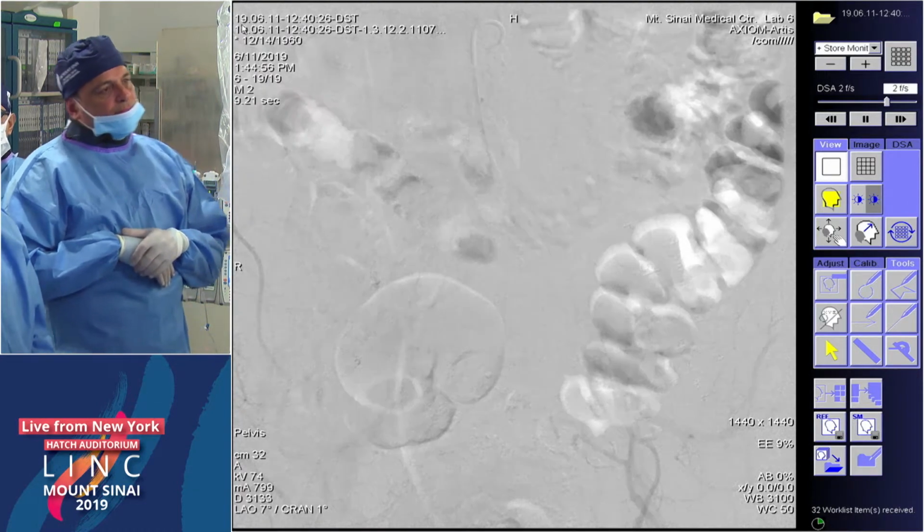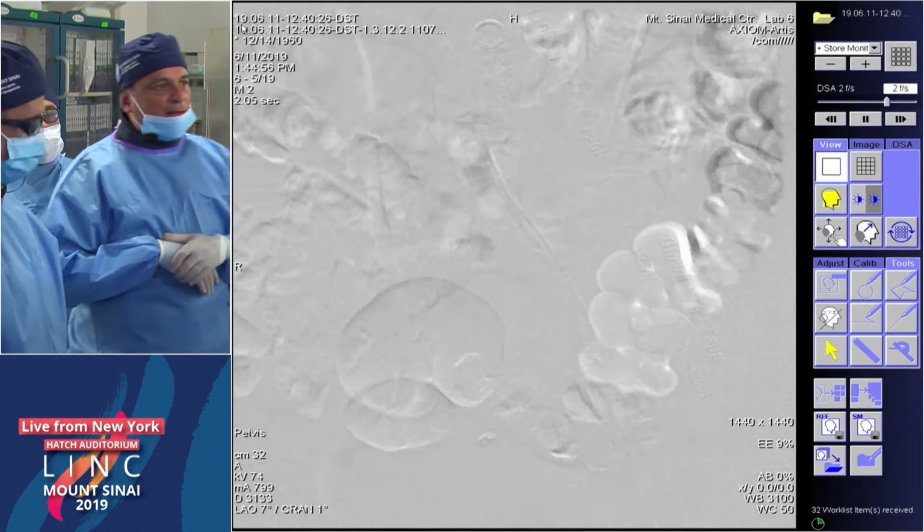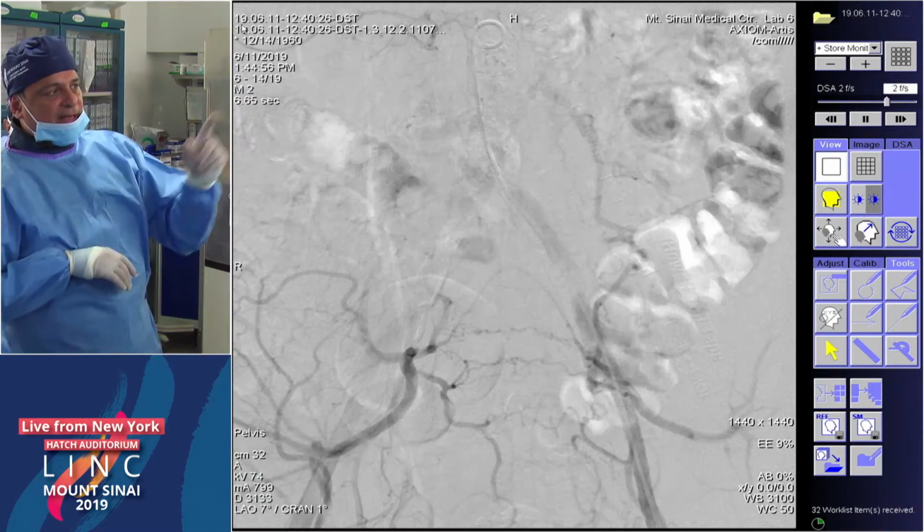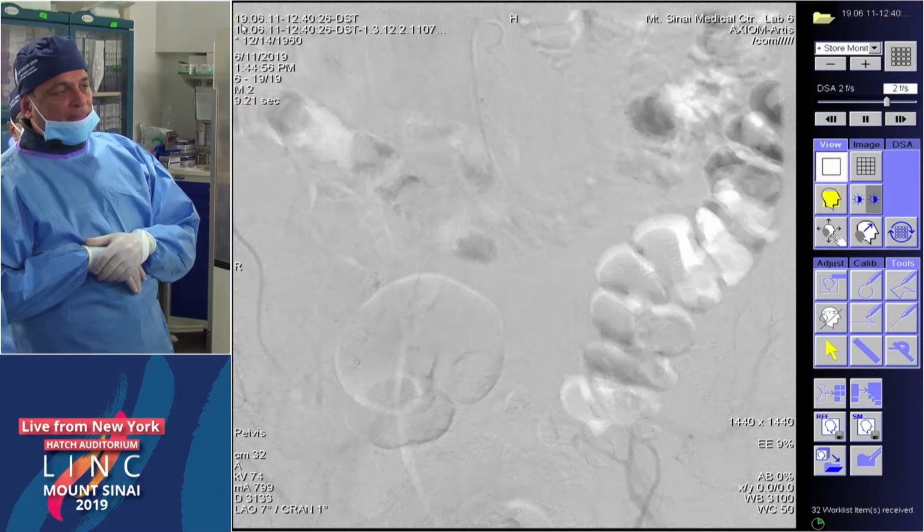Have you done an LAO looking at the right hypogastric also? We have, Jim, and we had a problem. We will show it to you in a second. It's above the right, above the bifurcation.